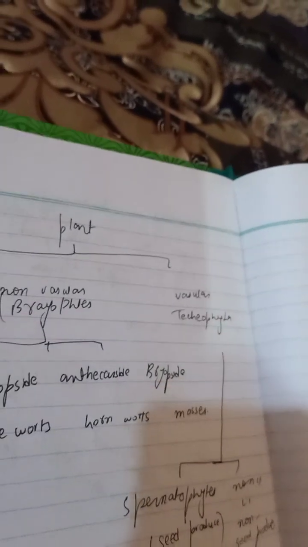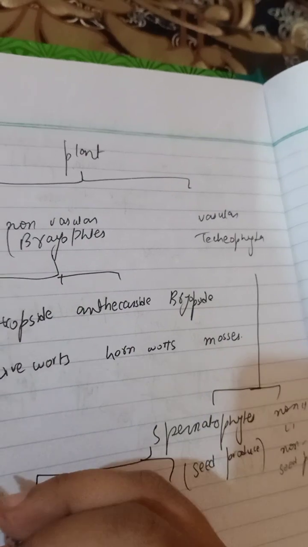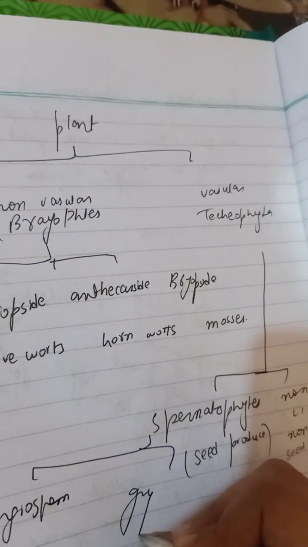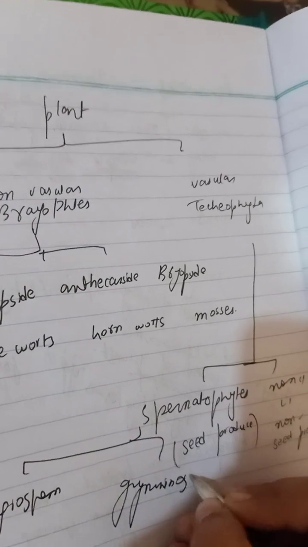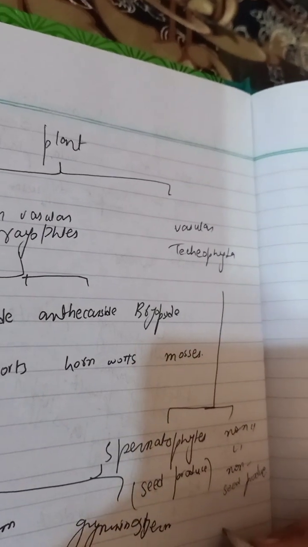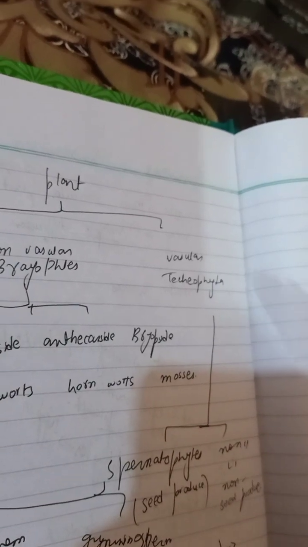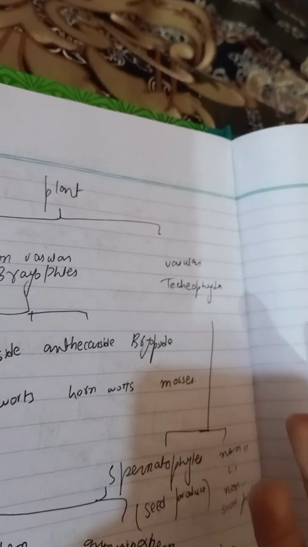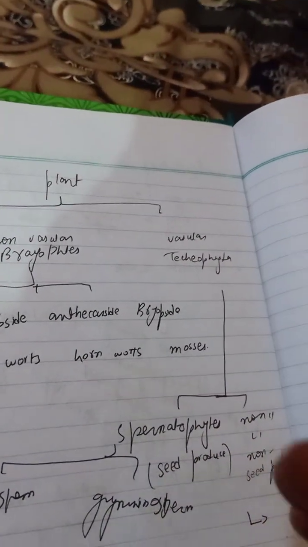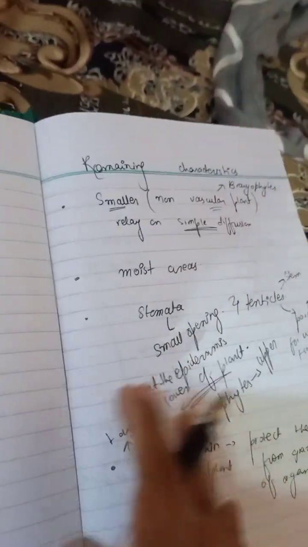Spermatophytes are also divided into two subdivisions: the angiosperms and the gymnosperms. And among the non-spermatophytes, we have Lycopsida, Sphenopsida, Pteropsida, and Psilopsida. So these are the diversity groups whose names I have told you, but in the next video we are going to discuss all of these. So this was about the remaining characteristics.